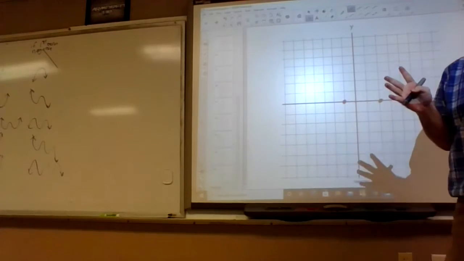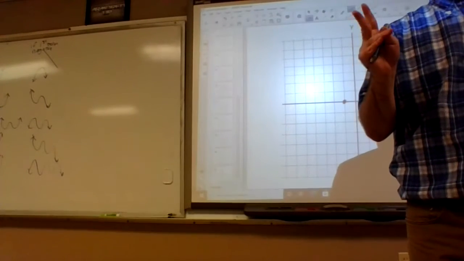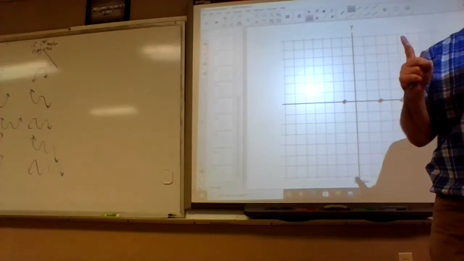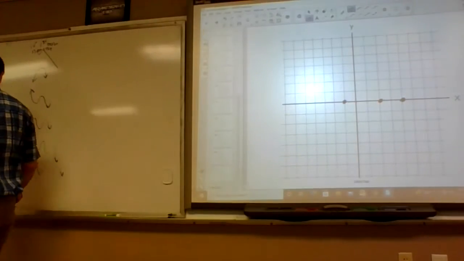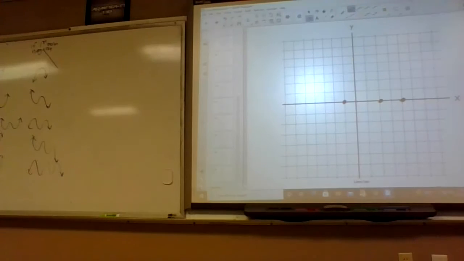By the way, what kind of shape is this graph going to make? It's going to be a cubic function. So this is called a linear function or a linear equation.